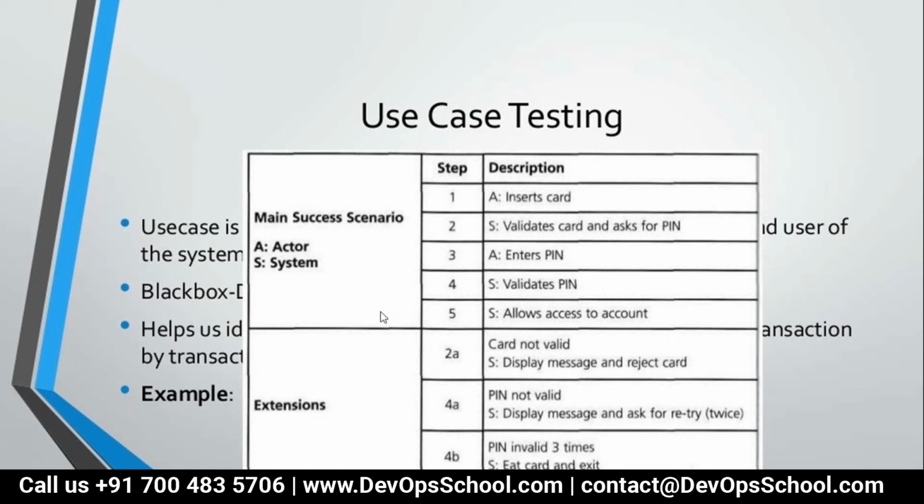Now, maybe in a second scenario, it may happen that the card is not valid. Say the actor, suppose I'm using some tampered card or some expired card, it may happen, right? Expired card: display message and reject card. Pin not valid: maybe by mistake I have entered the wrong pin, right? And if I enter an invalid pin 3 times, then they are going to block it, right? Correct. So these are the use cases.